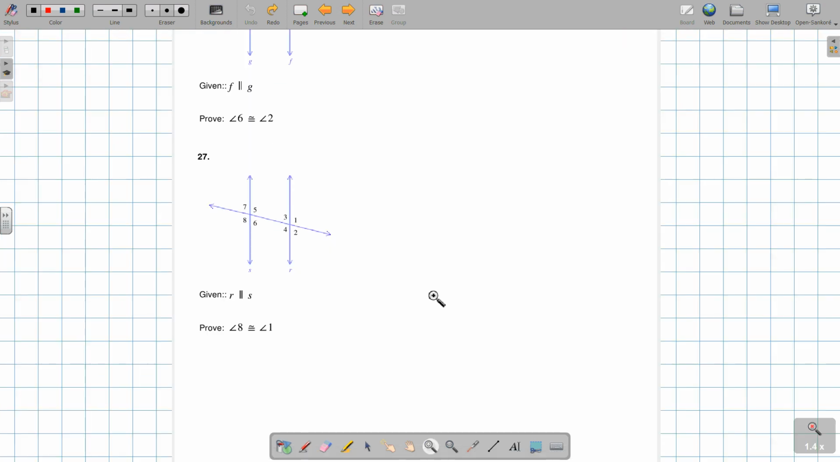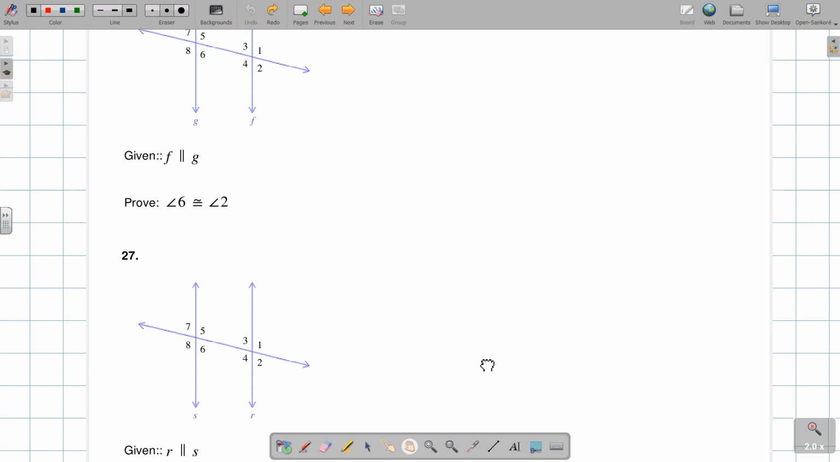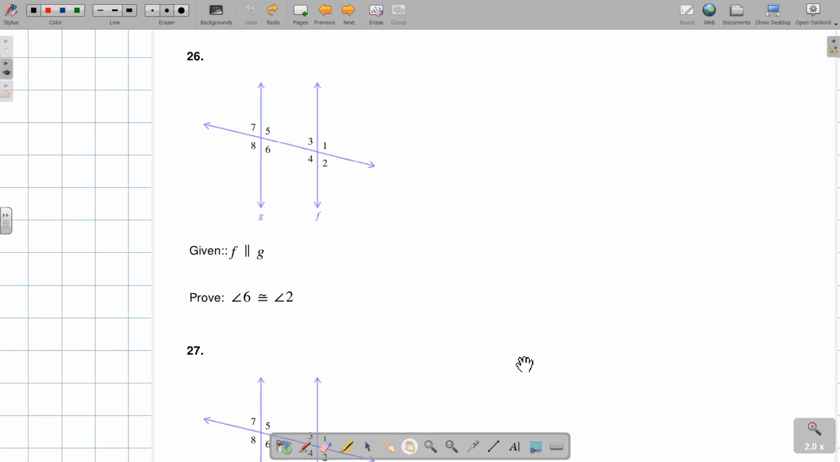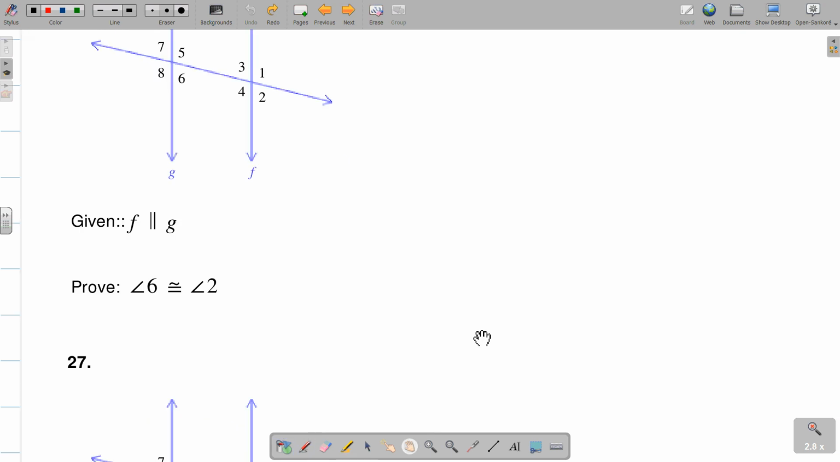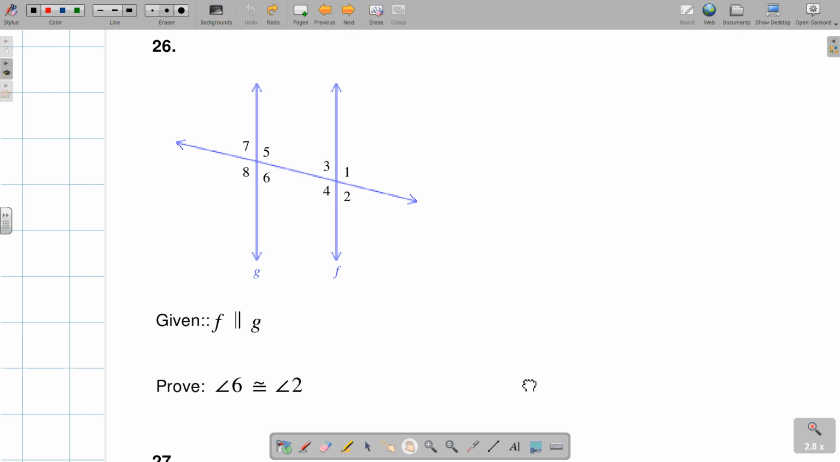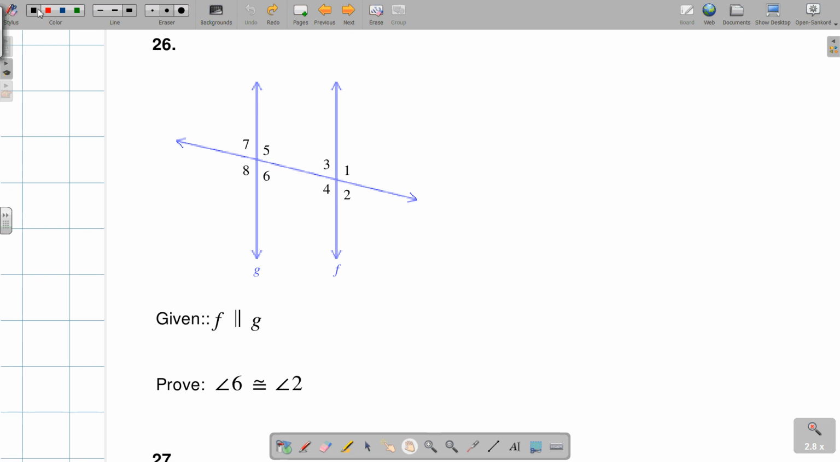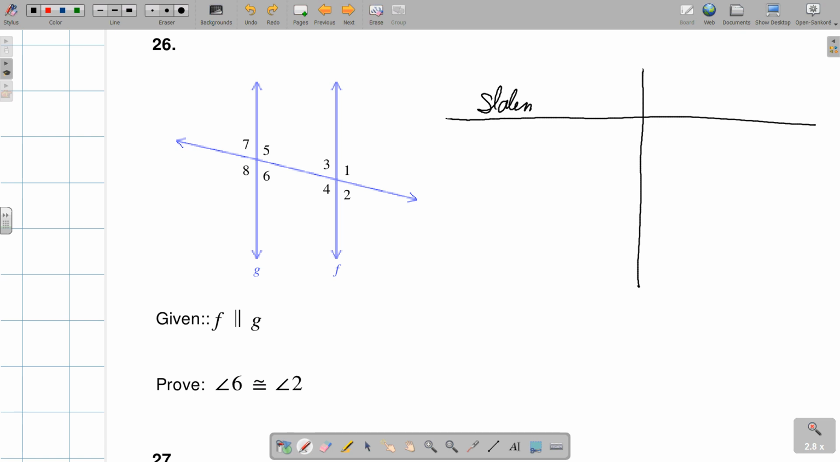Alrighty, the trickiest things you're going to do here are proofs. Don't panic. They're not that hard. We're going to do all of these together. I'm not going to let you do these completely on your own. Okay, starting with 26. And the proofs that you are going to learn are called two-column. And you have something called statements. And statements are like the how steps. And you have reason. And reason is like the why.